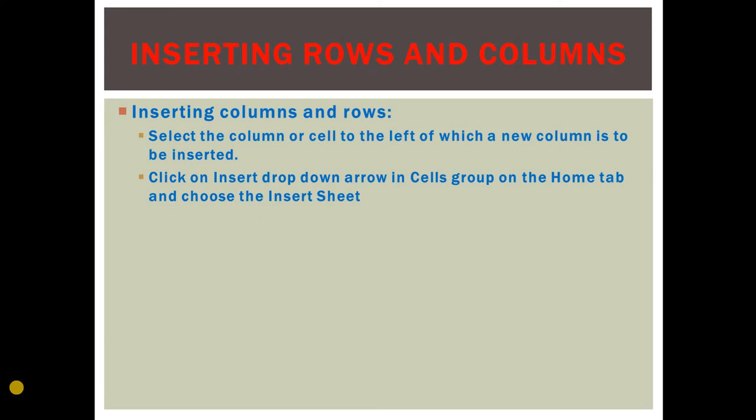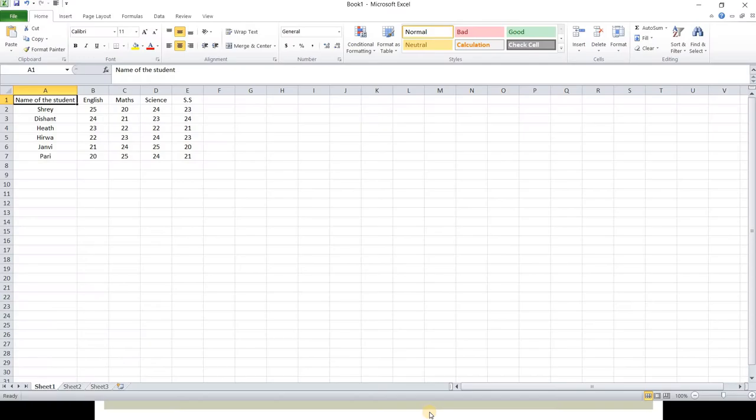To insert a row and column in an Excel sheet, select the column or cell on the left of which you want a new column. After which, we have to go to the insert drop down arrow in cells group on home tab. Let us go to an Excel sheet.